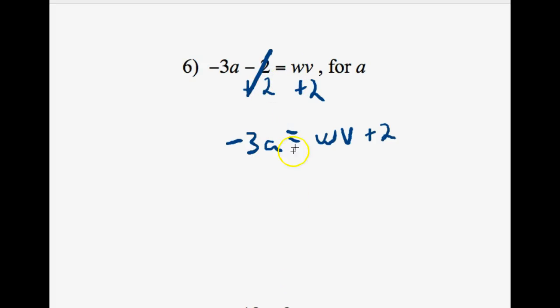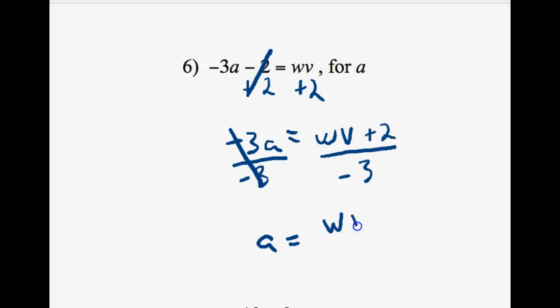Isolating the a. One more step to go. I have the negative 3a term. I just want it to be an a term. These are multiplied together, so I do the opposite. I divide. When I divide both sides, I end up with that canceling out. The negative 3's are gone. I have my final answer, which is a equals wv plus 2 over negative 3.